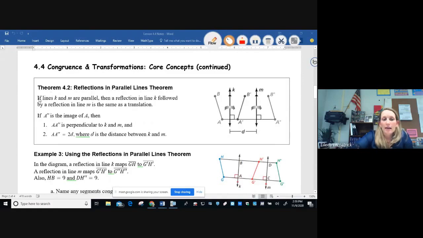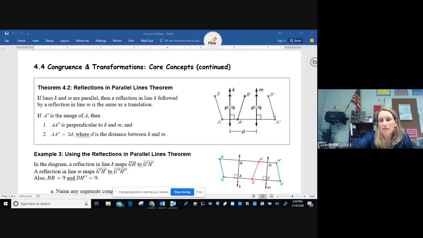This theorem says that if lines K and M are parallel, so here's line K, here's line M, they're parallel to each other, marked with the little arrows to indicate that. If we reflect a figure over line K and then reflect it over line M, the result is really just a translation. So let's look at that. If I take segment AB and I flip it over line K, you can see where it lands, right? Here's segment A prime, B prime. A prime is the same distance away as A, and B prime is the same distance away, so it was a reflection. Then if I reflect this one over line M, this is the result, okay?